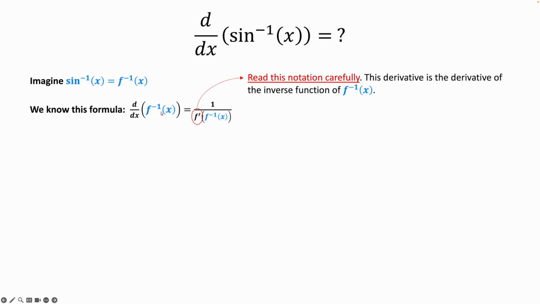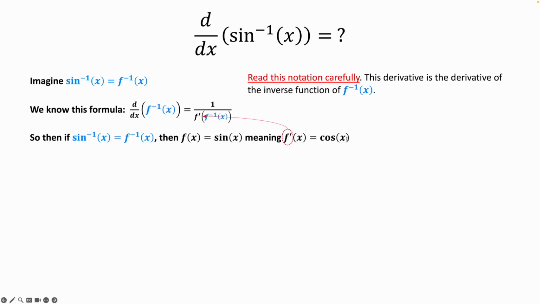And so in our case, our inverse function is sine. So therefore the inverse function to arcsine is just sine. So its derivative, cosine, is actually what's going to go right there.